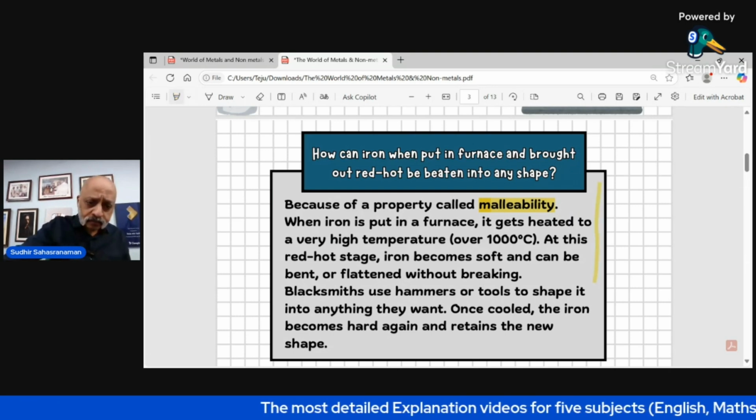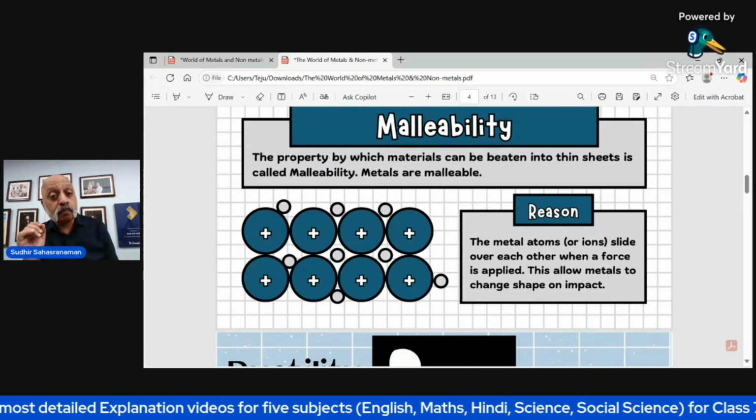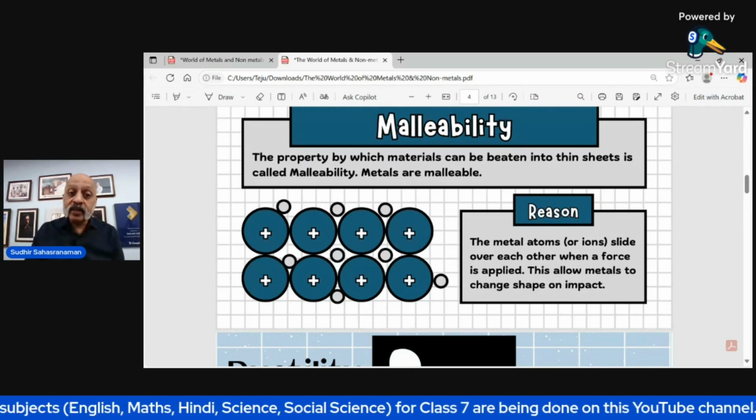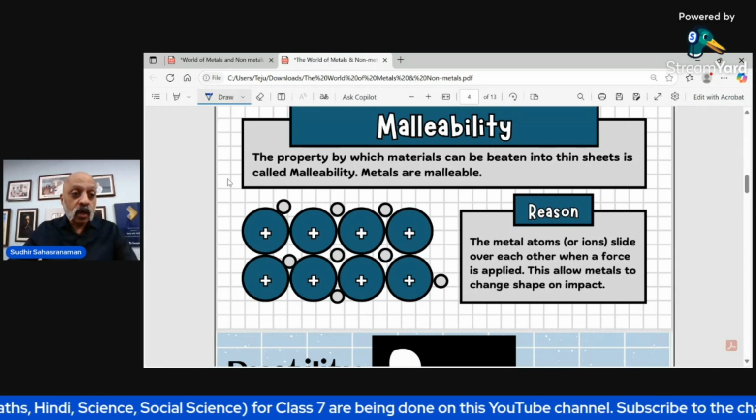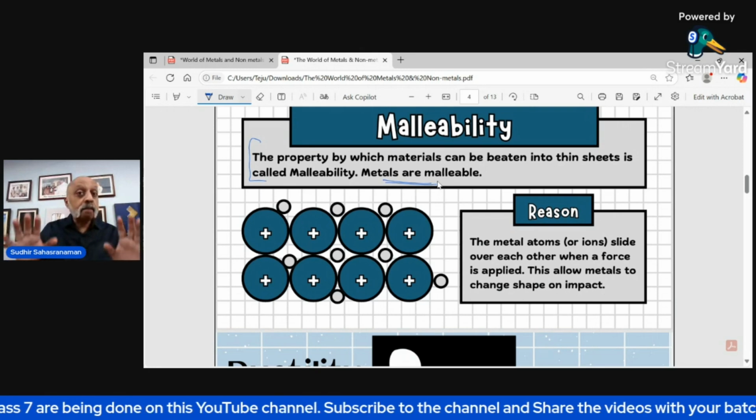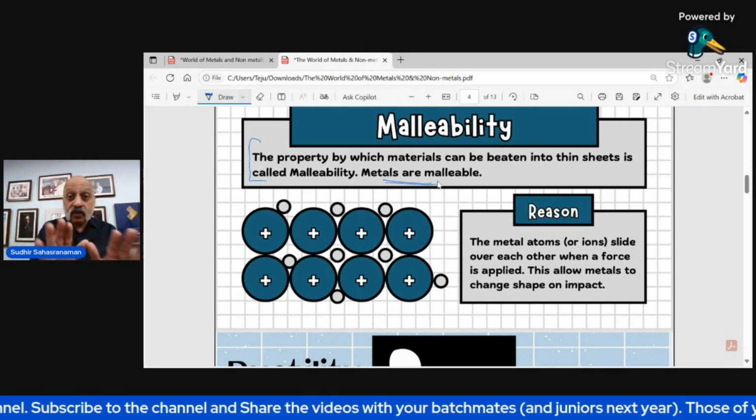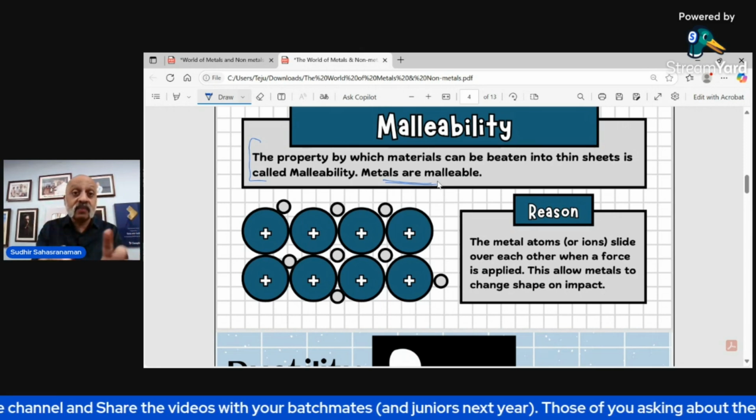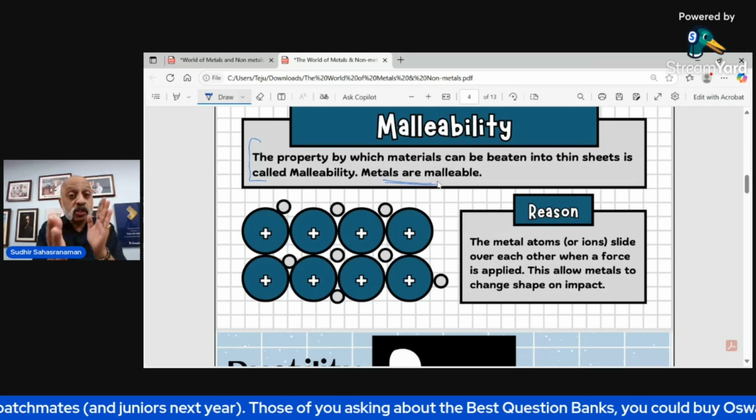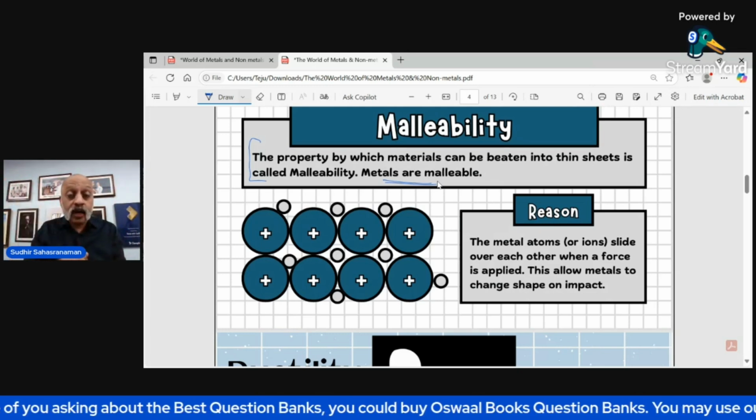So malleability is the property by which materials can be beaten into thin sheets. That is the definition of malleability, and that is something which you need to remember. So please remember these definitions. And metals, by and large, most of the metals are malleable. Now, this reason that I have given is not part of your syllabus in class 7. However, I want to tell you, because as I said, if you are going to take part in quiz competitions, you need to have more information than your other classmates, batchmates, or schoolmates.